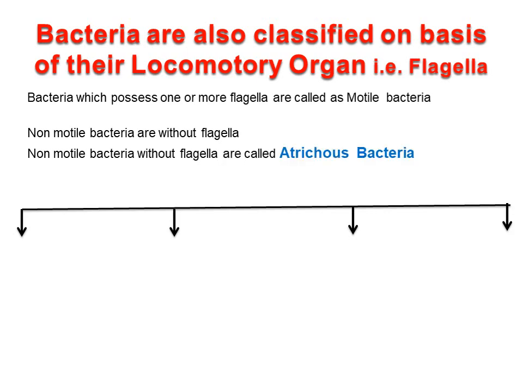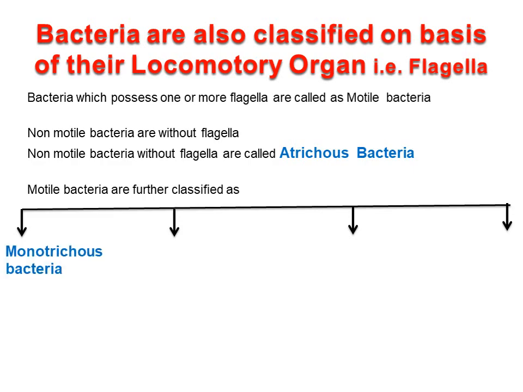Non-motile bacteria without flagella are called atrichous bacteria. Motile bacteria are further classified as monotrichous bacteria, having a single flagellum at one end of the cell. Amphitrichous bacteria are the bacteria having a single flagellum at both ends of the cell.